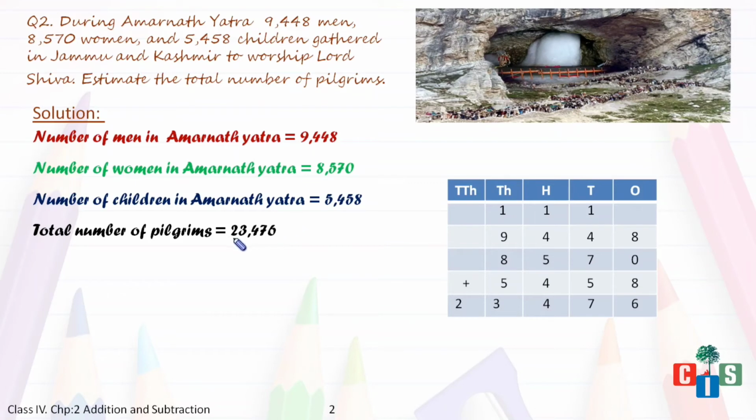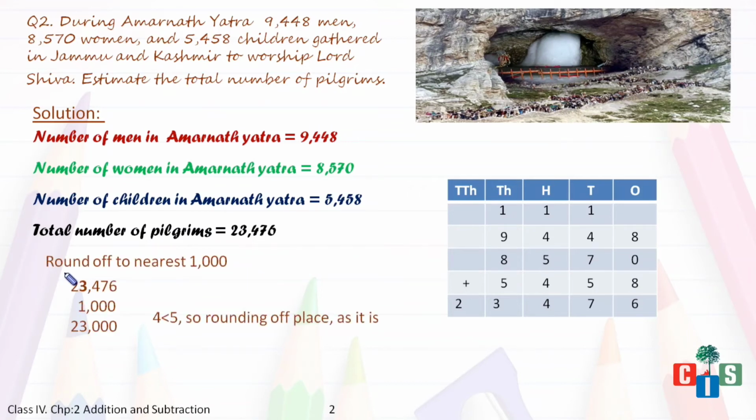I have to estimate this number. So what you do for estimation is round it off. So I'll round this total number of pilgrims to the nearest 1,000. See, rounding off to the nearest 1,000, 3 is the rounding off place, and the digit to its right is 4. But 4 is less than 5.